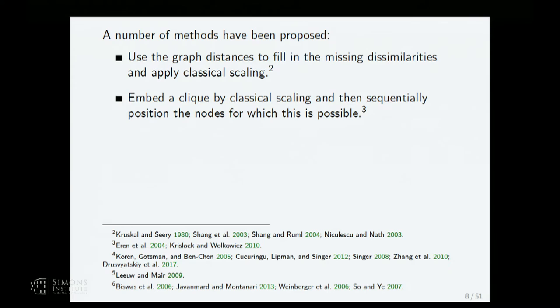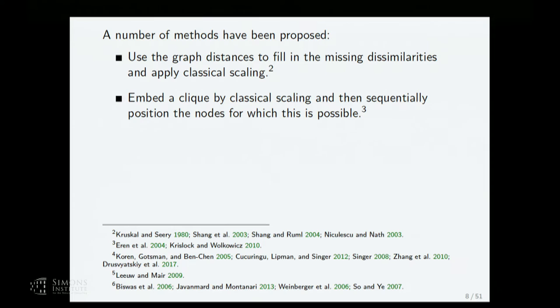Another one, and I really only know two papers that suggest this, but it's very natural, is you start by embedding a clique. A clique is a complete subgraph, so you can use classical scaling for that. And then you embed all the other points that you can by essentially what we call triangulation, or trilateration. And you continue like that. So you grow the graph. It's very straightforward, and a nice idea that you can make work, but it's not that robust to noise.